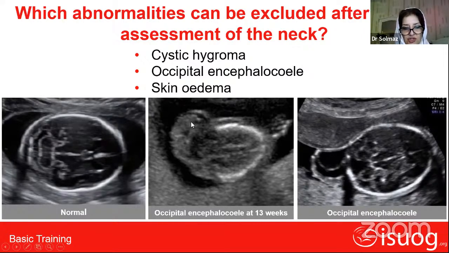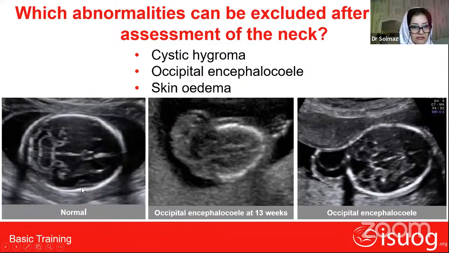The middle image shows an occipital encephalocele at 13 weeks. You see a bulge protruding out of the back part of the skull. And again, an occipital encephalocele in a fetus, which should be between 18 to 20 weeks. You see again a mass bulging out of the occipital bone. And you can also see that the vermis is not formed. So you see some black area here, which is basically fluid. And this is a vermian agenesis.